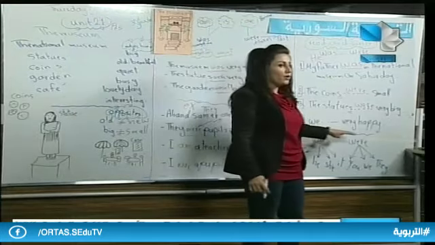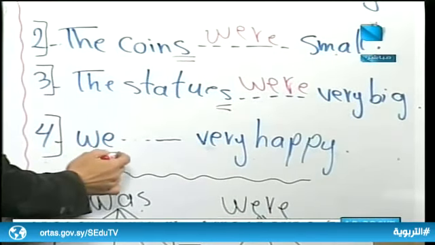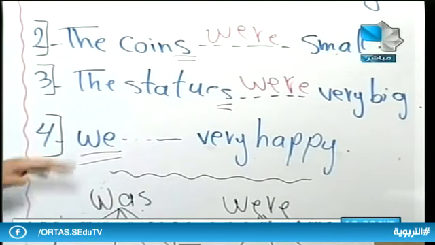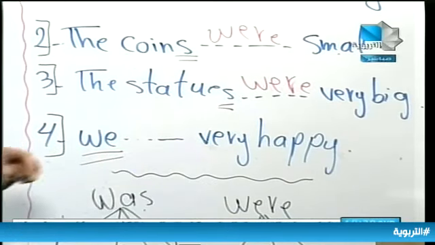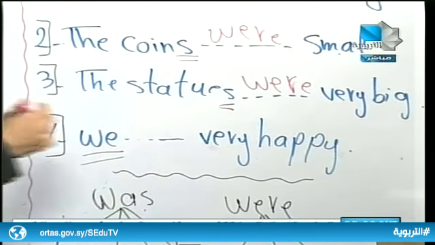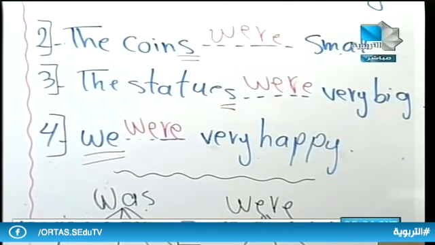We, very happy. Was or were? We. When I say we, what should I say? Was or were? We was very happy? No, I was very happy. We were very happy.